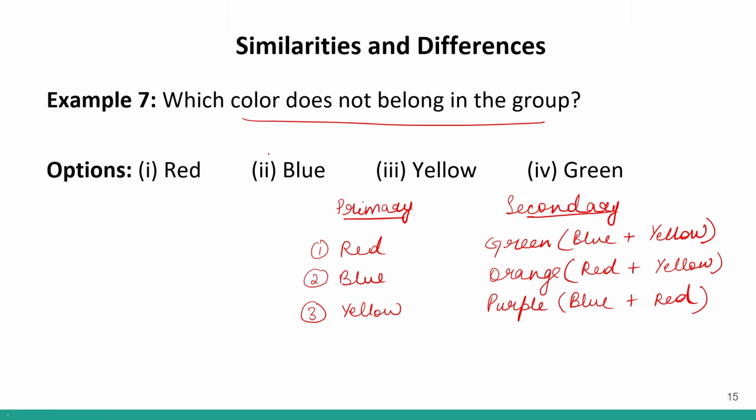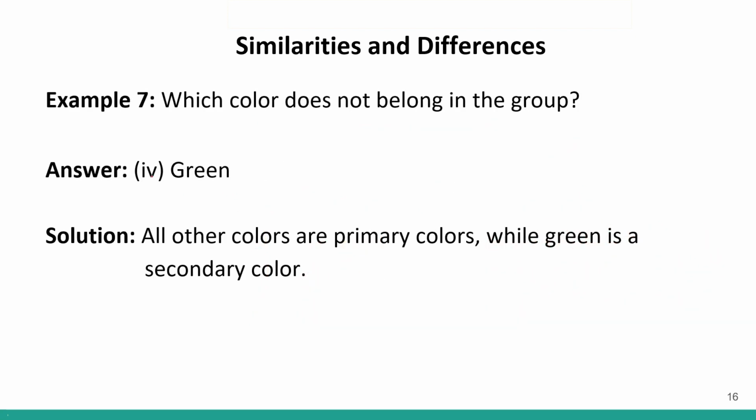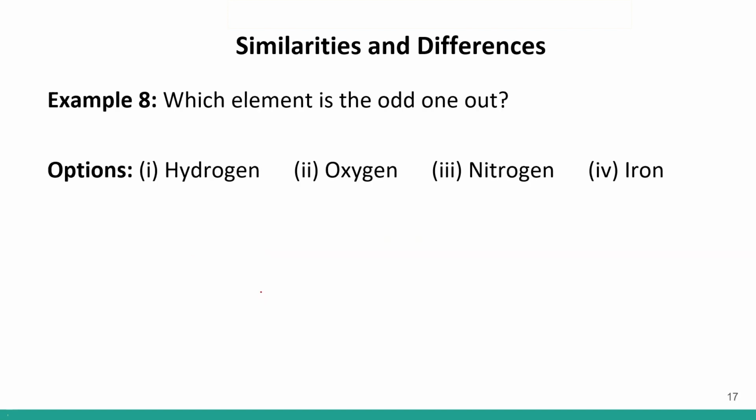So in this particular question, we see red is a primary color, blue is a primary color, and yellow is also a primary color. Only green is a secondary color. So the answer will be option number 4, green. This concept of primary and secondary colors is also something that you should know. Very clearly, all other colors are primary colors, while green is a secondary color.